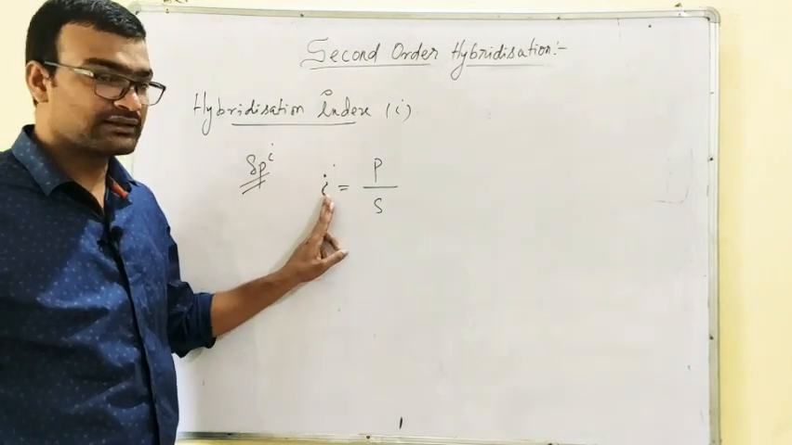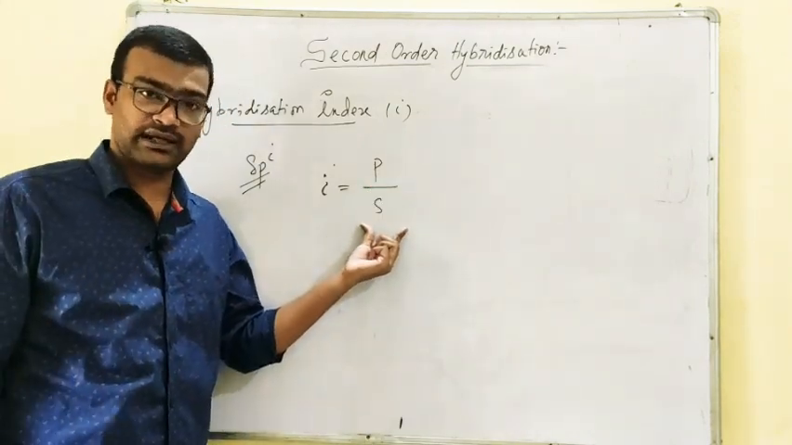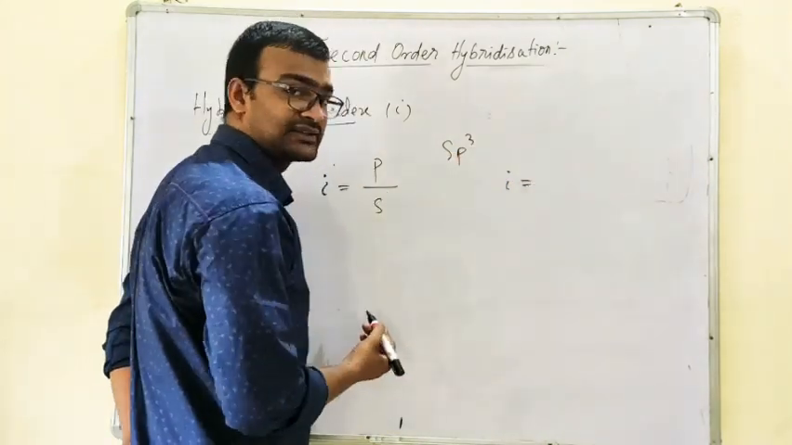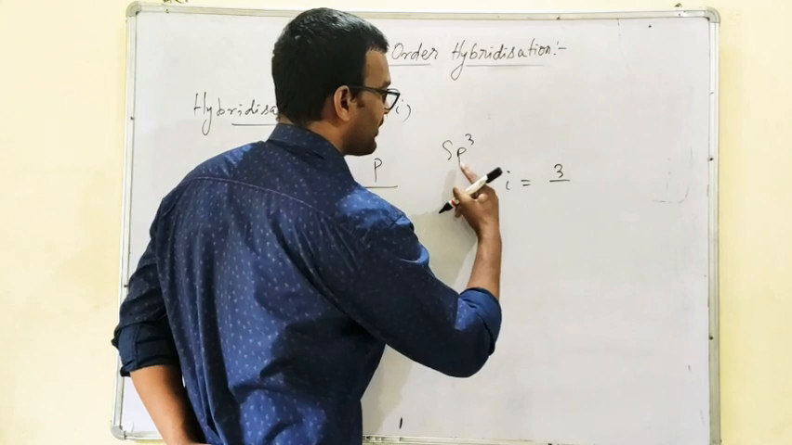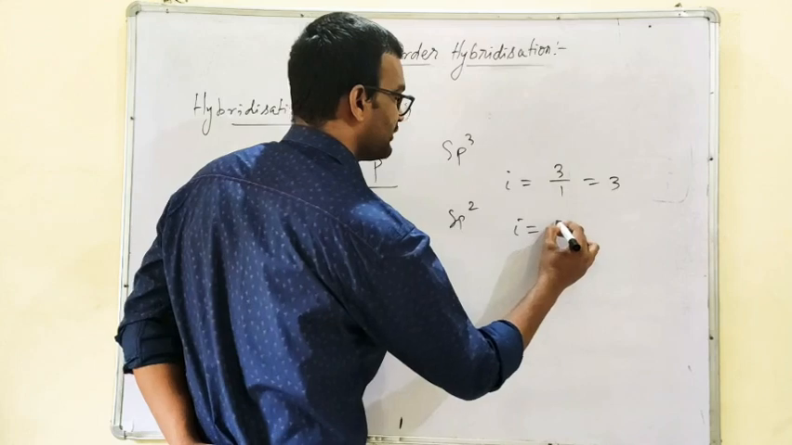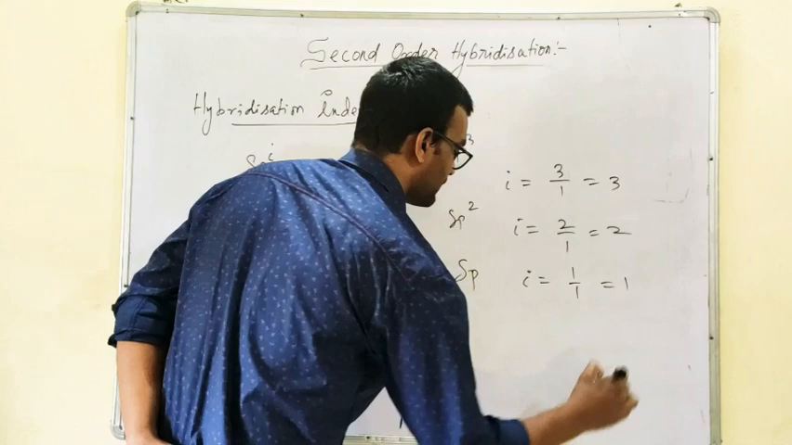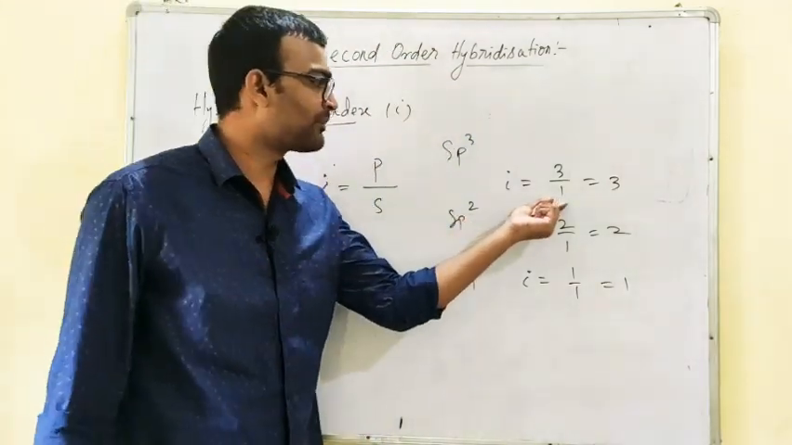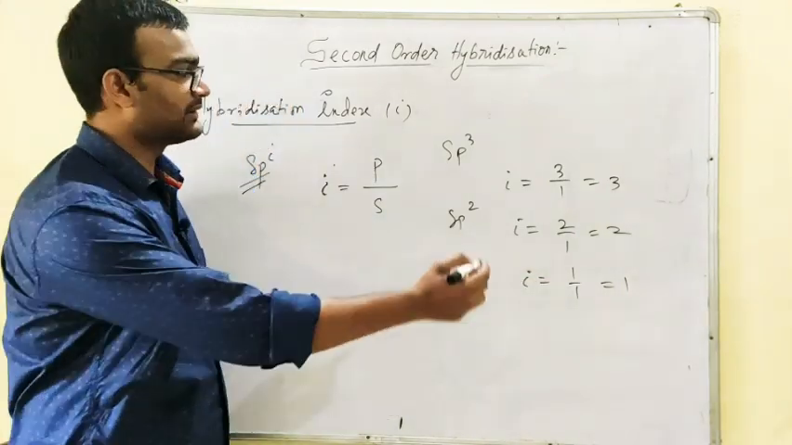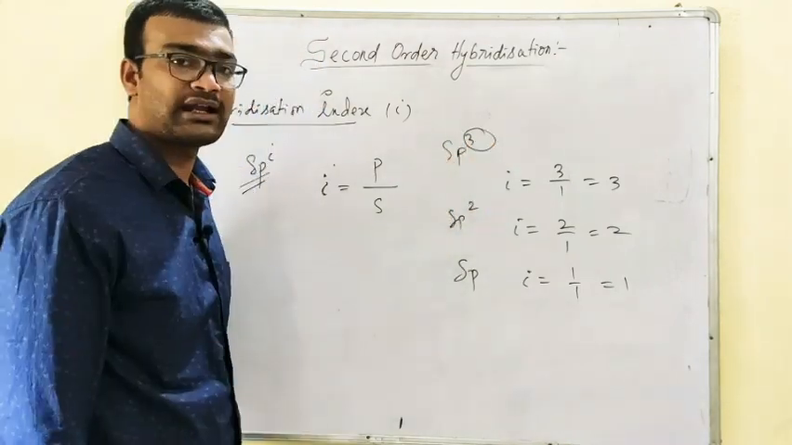It is the ratio of the number of p orbitals to the number of s orbitals. For example, for sp3, what should be the hybridization index? The number of p orbitals is 3 and the number of s orbitals is 1, so I is equal to 3. For sp2, I is equal to 2 by 1, which is 2. For sp, I is equal to 1 by 1, which is 1. As you can see, the number of s orbitals is always 1. That's why we can say that the hybridization index is nothing but the number of p orbitals involved in a particular hybridization.